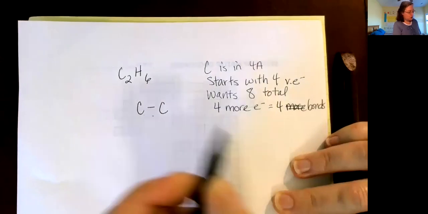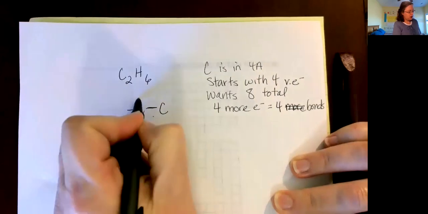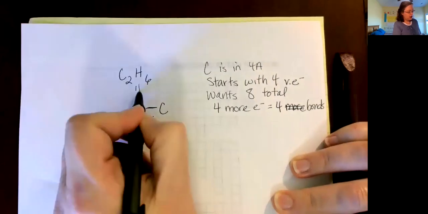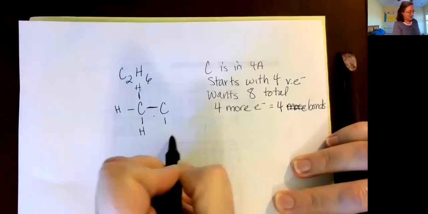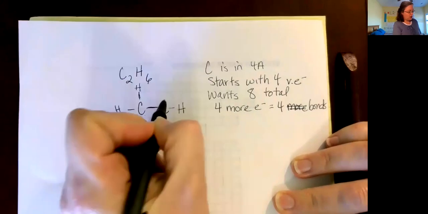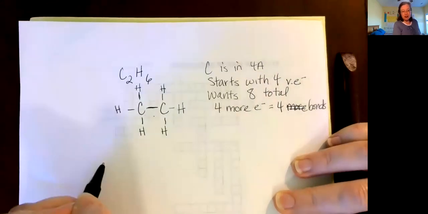Okay, so he's got 1. We could give each carbon 3 hydrogens. They don't mind splitting it in half. I don't ever want to give carbon 5 bonds. He doesn't have enough valence electrons to share.